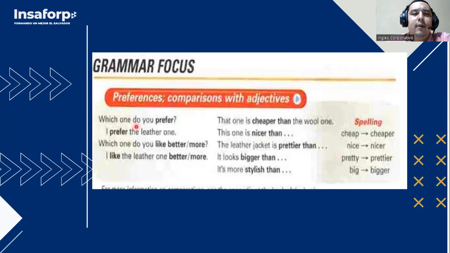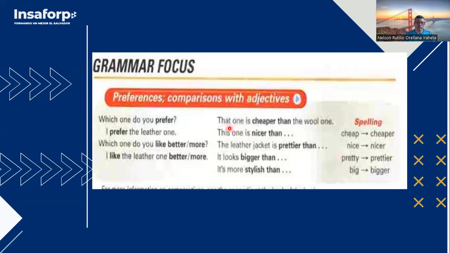Here we have the example, right? Which one do you prefer? I prefer the leather one. The leather one emphasizes the jacket that is made of leather, right? Which one do you like better or more? I like the leather one better. I like the leather one more. You can use whatever of these; you can use better or you can use more.